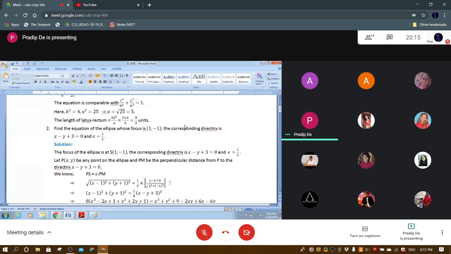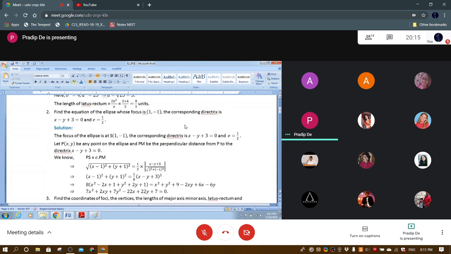Equation is complete. Now just simplify it. Remove the square root. To remove the square root, square both sides and you get the answer. It's a very common type. Any question here? I'll give you similar sums where focus is given, E is given, equation of directrix is given, and you'll be asked to find out the equation of the ellipse. Okay? Any question? Fine. Next type.